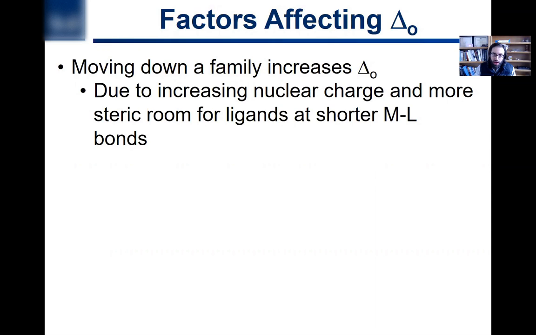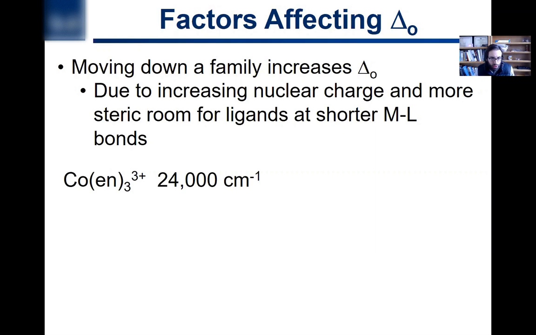That's going to cause more repulsion, right? And you also have more steric room for ligands when they're at shorter metal ligand bonds. So when you have longer metal ligand bonds with these bigger orbitals, going down on the periodic table, you're going to have more steric clashing. More steric clashing means more electron-electron repulsions, which by crystal field theory is bad.